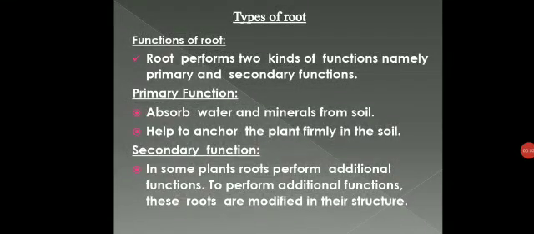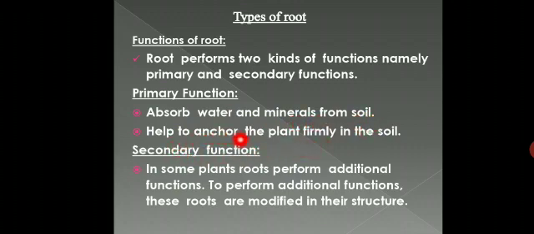Next topic is functions of root. Here, roots perform two kinds of functions, namely primary functions and secondary functions. What are the primary functions? The first main function is to absorb water and minerals from the soil, the absorption of water and dissolved minerals from the soil.